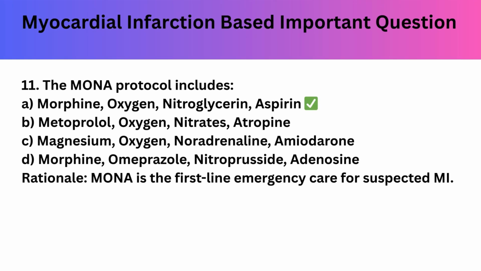Question number 11. The MONA protocol includes: option A, morphine, oxygen, nitroglycerin, aspirin; option B, metoprolol, oxygen, nitrates, atropine; option C, magnesium, oxygen, noradrenaline, amiodarone; option D, morphine, omeprazole, nitroprusside, adenosine. Correct answer is morphine, oxygen, nitroglycerin, aspirin. MONA is the first line emergency care for suspected MI.